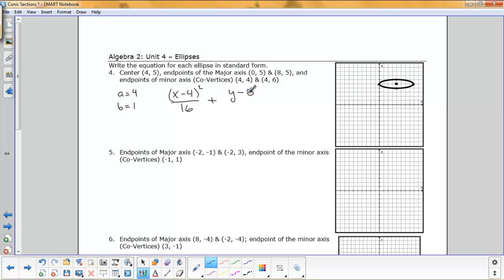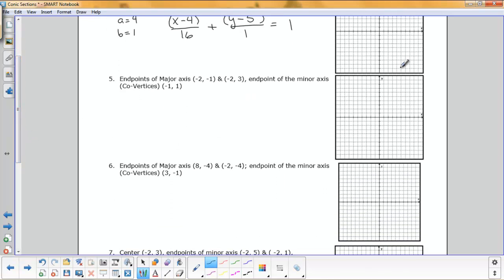The Y value, number 5, negative 2, negative 1, and negative 2, 1, 2, 3. The length of this axis is 4.